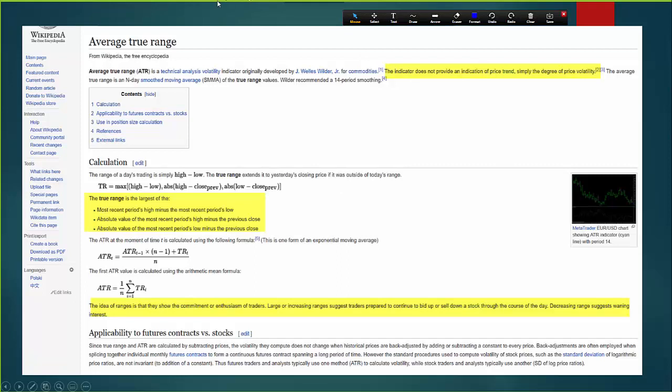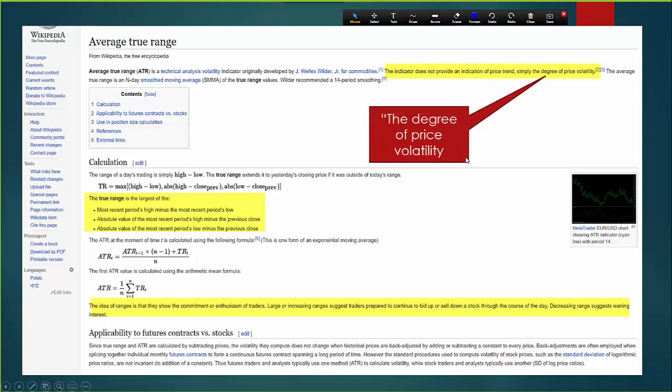So here's the definition from Wikipedia of what the average true range is. You can go read it, just look it up on Wikipedia. But the important thing I want you to see here is that it is the degree of price volatility, okay? And Wilder recommended a 14-period smoothing, all right? And this is all of the calculation. You can see that. Wow, you go, oh my gosh, I don't want to be figuring that out every day. All right, so that's there for all of you engineering types.